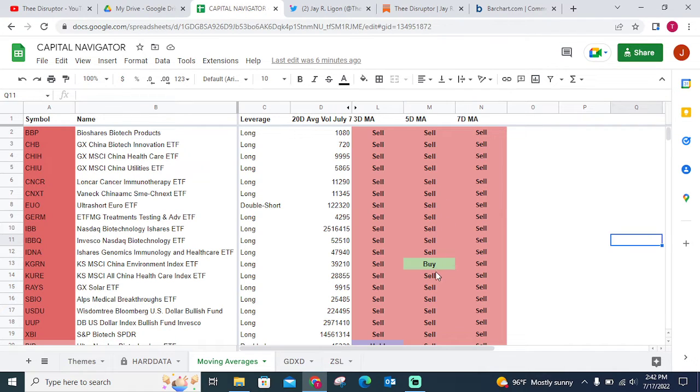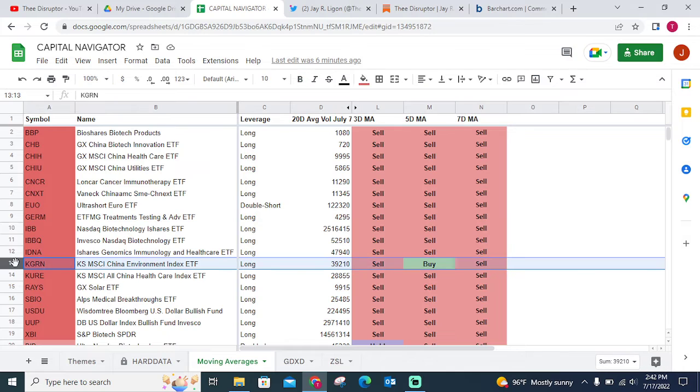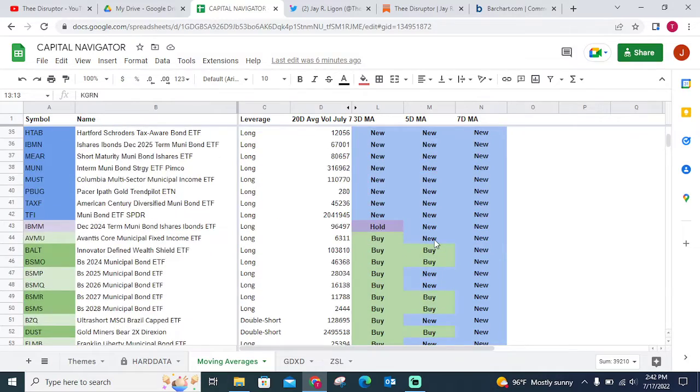A buy, like this signal right here, means the price is above, or not price, sorry, the CAPI score. That's very important. I'm not charting price. I'm charting the CAPI score. So my apologies there. So the CAPI score is above the 5-day moving average, but below the 3-day and the 7-day. Definitely a little bit of weirdness going on here, and this is one of the ones that I'm really interested in, KGRN. So definitely all eyes are on that. So I'm thinking this is going to make it a lot easier.